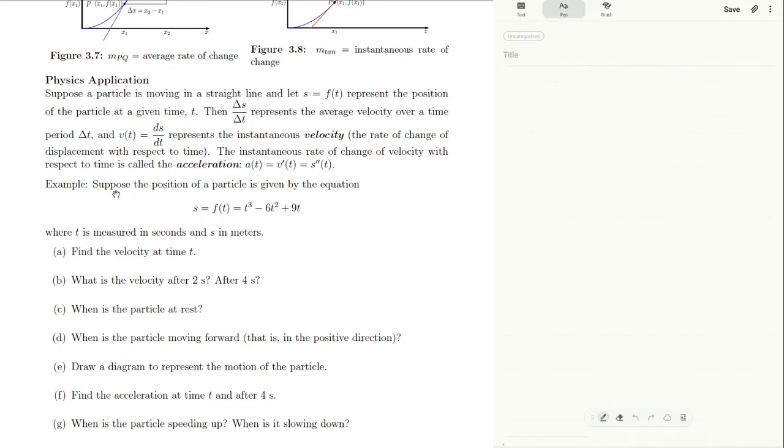Now let's suppose that the position of a particle is given by the equation s equals f of t, which is given by t cubed minus 6t squared plus 9t, where t is measured in seconds and s is measured in meters. So let's find the velocity at time t.